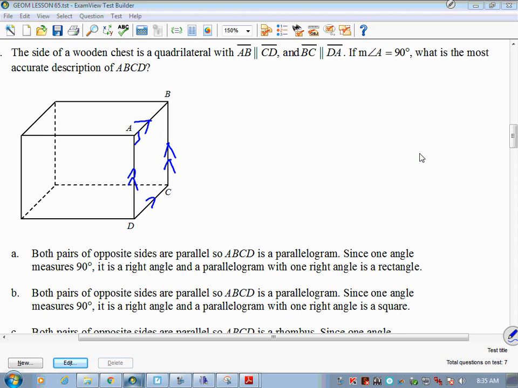Well, we know it's a parallelogram because opposite sides are parallel, and we can say that it's a rectangle because if I have a parallelogram with one right angle, then it is a rectangle. So we'd look at A for this. Both pairs of opposite sides are parallel, so it's a parallelogram. Since one angle measures 90 degrees, it's a right angle, and a parallelogram with one right angle is a rectangle. So that's how we get A for that. But first we draw our picture and we see that.